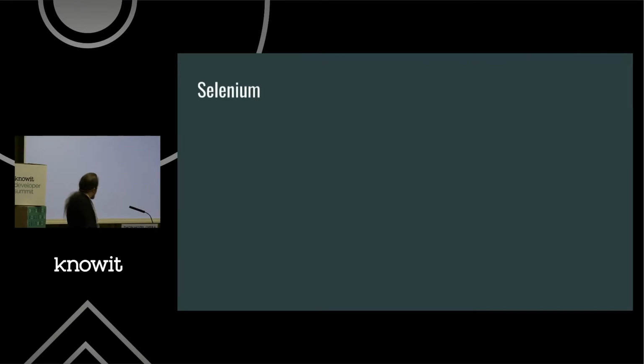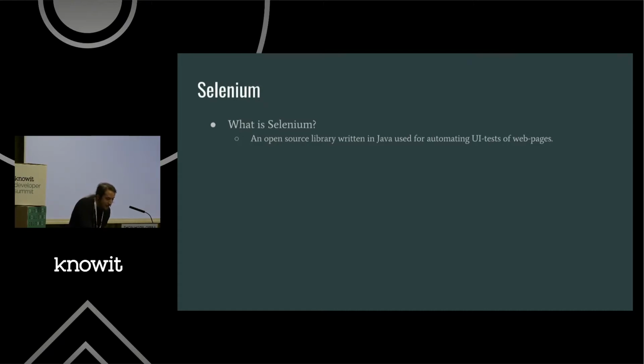I would advise you to start experimenting with Selenium. And what is Selenium? It is an open source library written in Java, and it's used to automate the UI testing of web pages. So basically, it lets you write automatic scripts for web browsers. You can go there, you can click that, and drag and drop and do whatever you want. And then you can replicate any sort of manual interaction with the application.